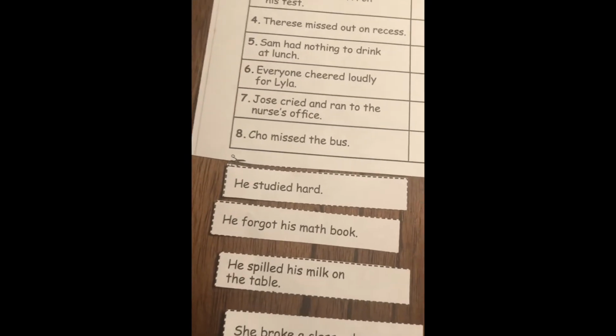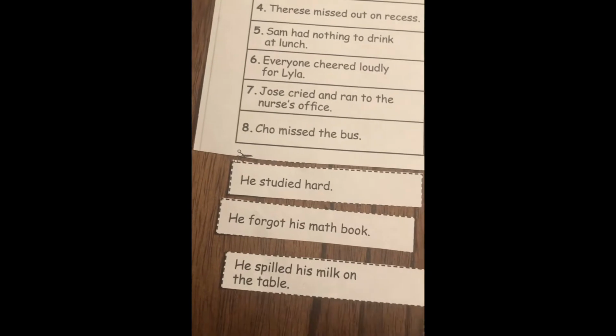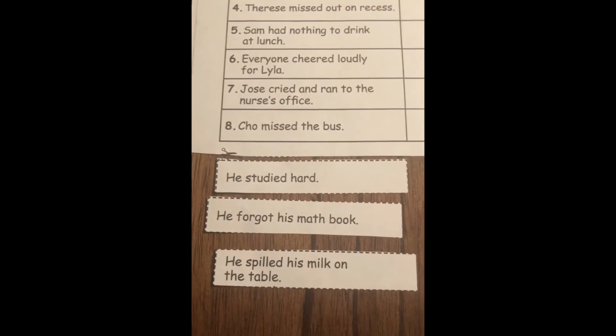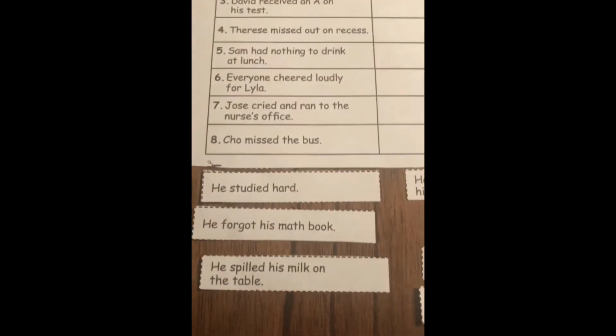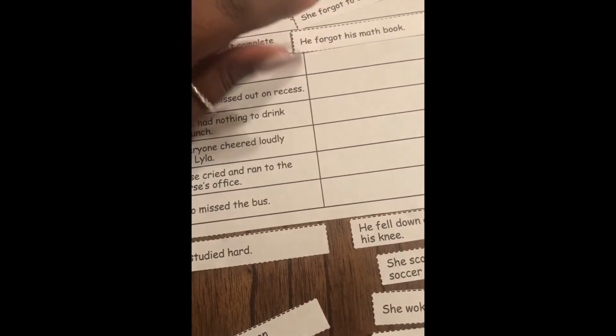Well, James is a boy's name, so I know it has to be one of these because it says he. And so the best one that I would suggest that makes sense is he forgot his math book. Because he forgot his math book, he cannot do his math homework. So I'll add this here.